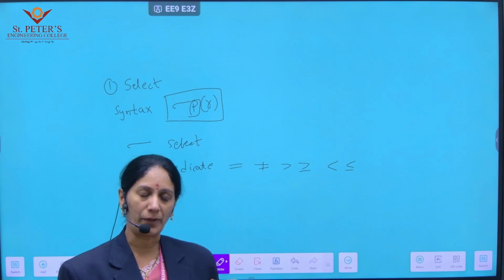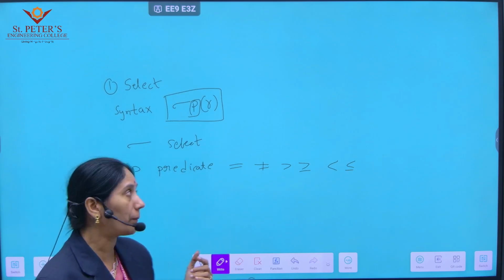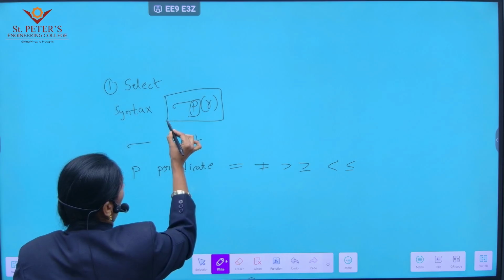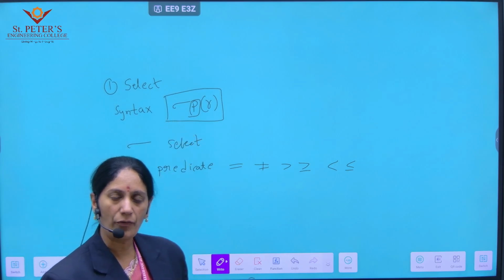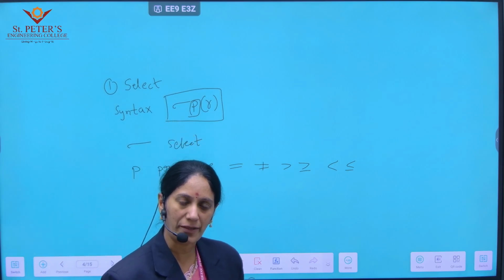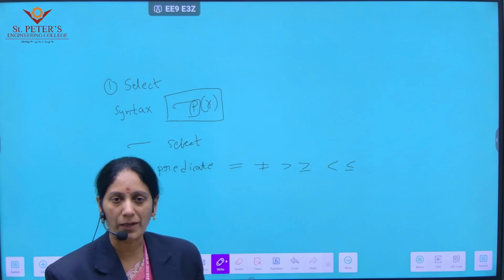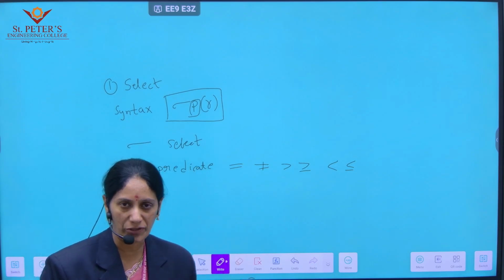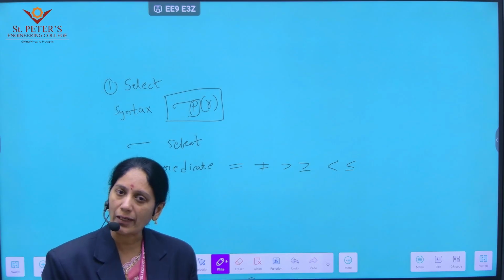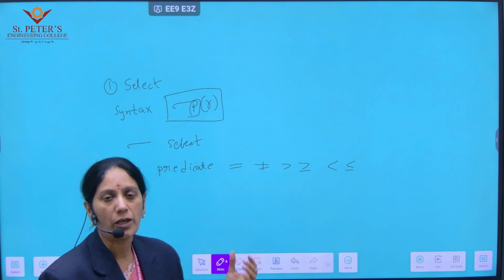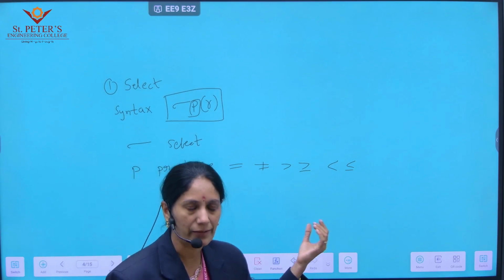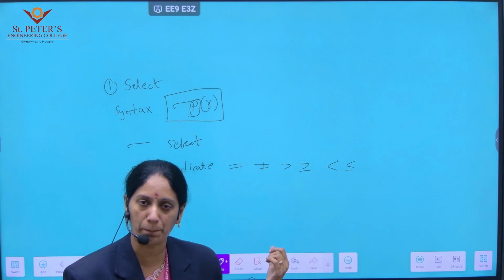In the select operation, how to represent a select operation? The notation for select operation: sigma p of r. Sigma stands for select. Select is nothing but select the tuples from the relational database. How to select the tuples from the database? Using some conditions. That condition's name is called as predicate.